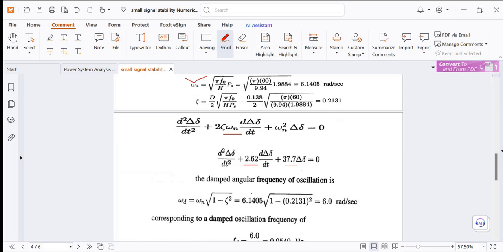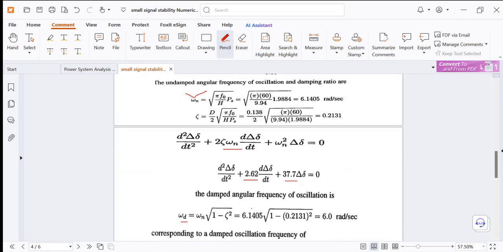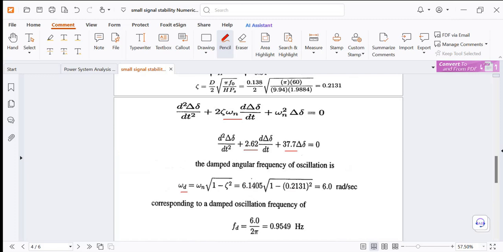Again, we have to find out the value of omega d, and why we are interested in finding out the damped angular frequency? Because the damped angular frequency omega d will be used in this formula here. So therefore, we need the value of damped angular frequency. And what is damped angular frequency? The damped angular frequency is basically the frequency of the transients at a rate at which they are basically dissipating or mitigating in the system.